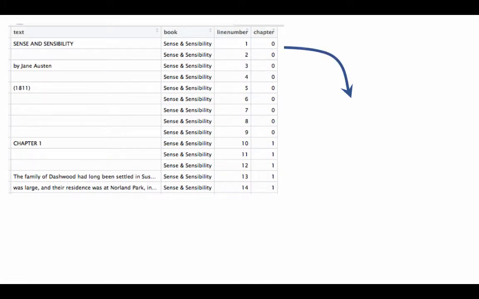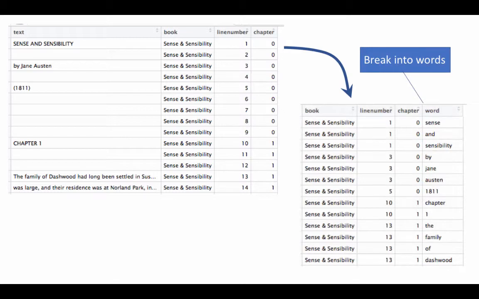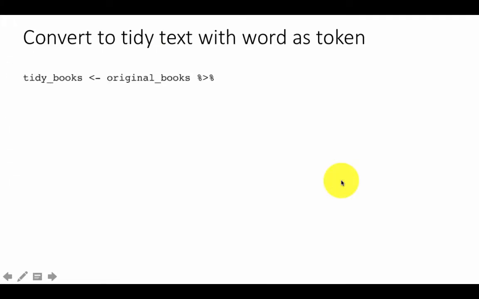So you've got this. Now the next thing we want to do, of course, is to break it into words. Remember, I've always been saying right from the beginning that our unit of analysis is going to be words. Now it's a simple matter. We've got the line number, we've got the chapter number. All we have to do now is to use unnest tokens and we'll have the words. Very simple.